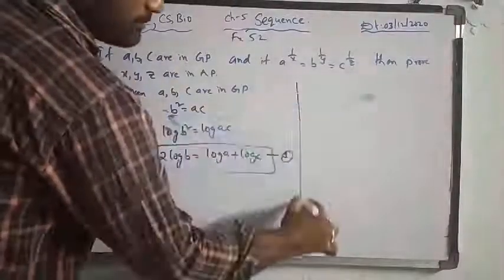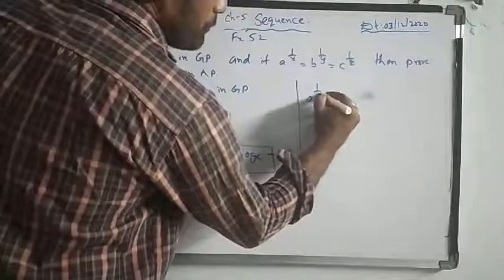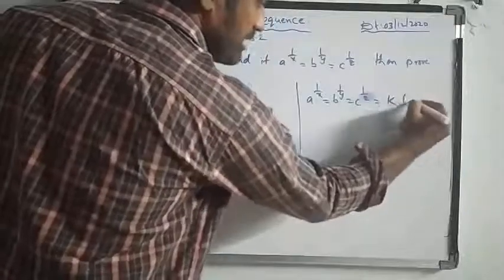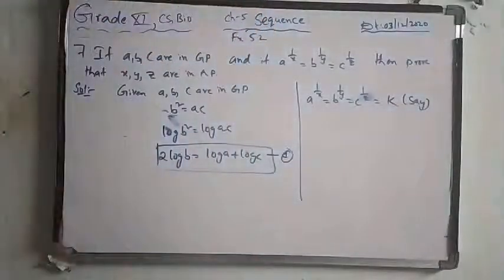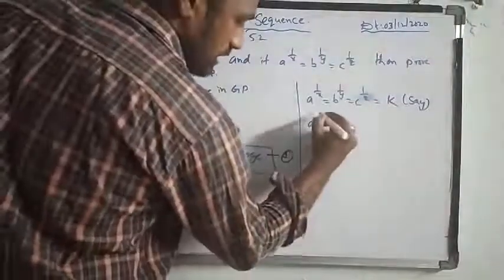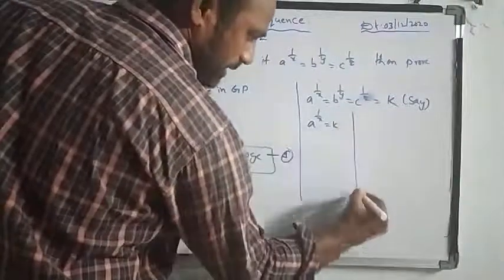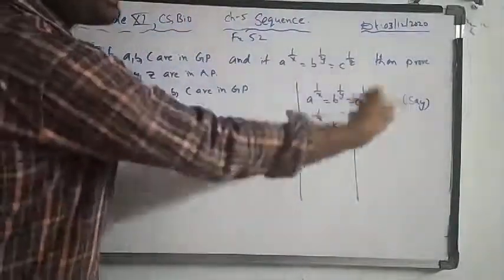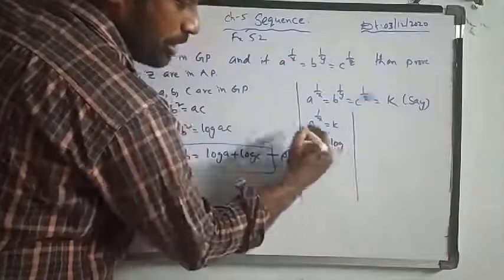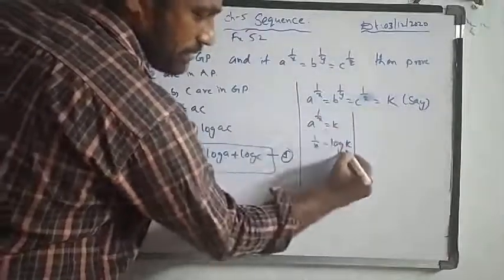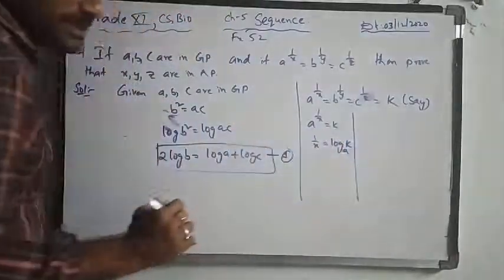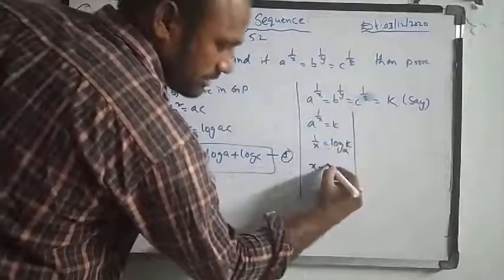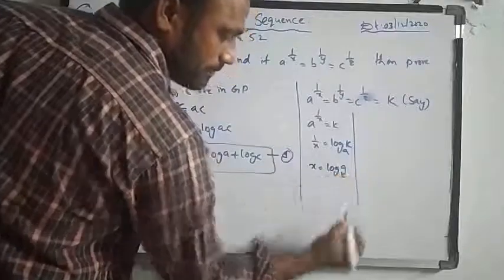Okay. He has given that a to the power of 1 by x is equal to b to the power of 1 by y is equal to c to the power of 1 by z. I am assuming this equals k. So I am equating first with last, that is a to the power of 1 by x is equal to k. Then 1 by x is equal to, if I am transposing the base to the other side, it will become a logarithm. So log k to the base a. This is in reciprocal. If I want to convert, base and index will change here. So it will become log a base k.